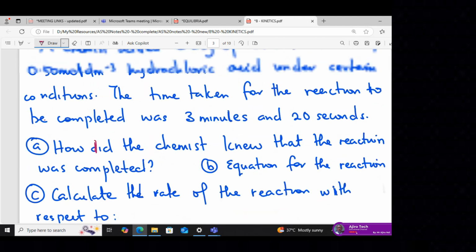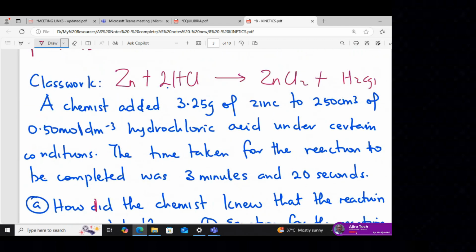Now, what do we need to do here? We don't know how much hydrogen was produced. We don't know which of them is the limiting reactant. What will you do? Listen very well. Find the mole of zinc. Mole equals mass over molar mass. Is that okay? Then find the mole of hydrochloric acid.